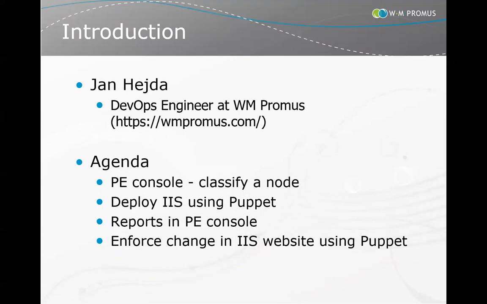Today, I will use Puppet to deploy an IIS application on a Windows machine and to configure that IIS application to show a simple static website. We will start by looking at the Puppet Enterprise console and by classifying a node. Then we will RDP to that node where we execute Puppet manually. Then we will take a look in the Puppet Enterprise console in the report section at what we actually did. And at the end, we can then use Puppet to change the IIS website.